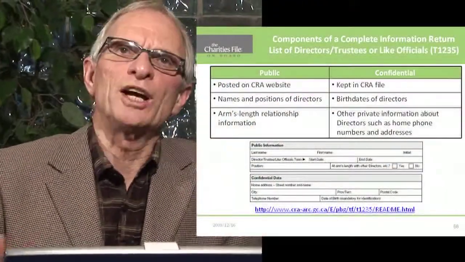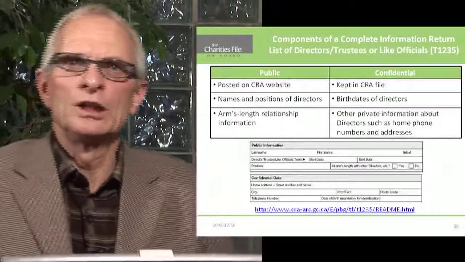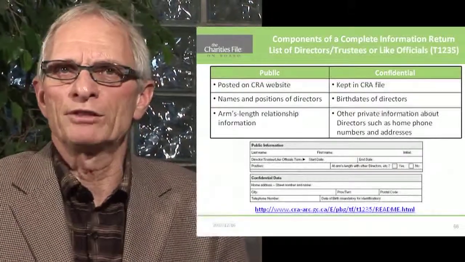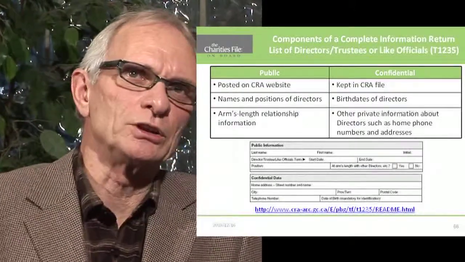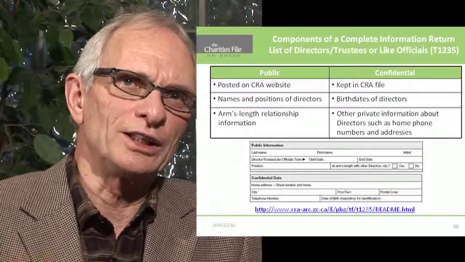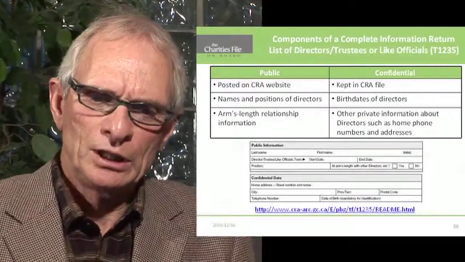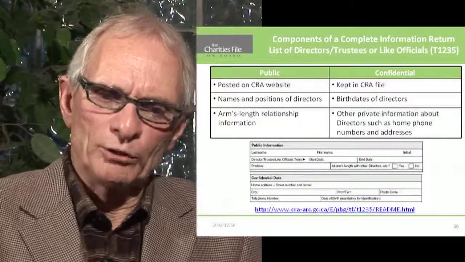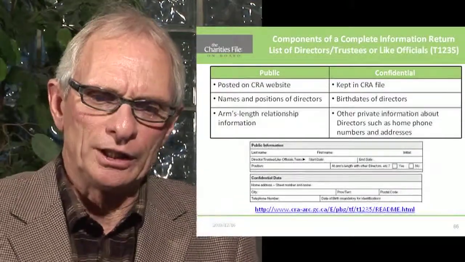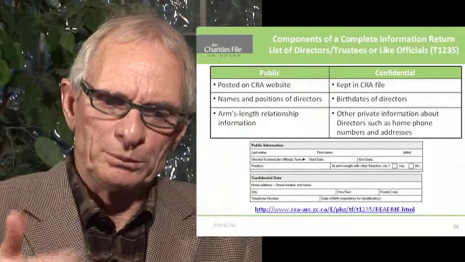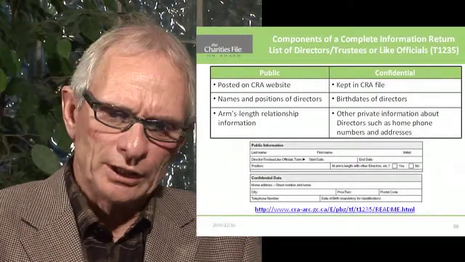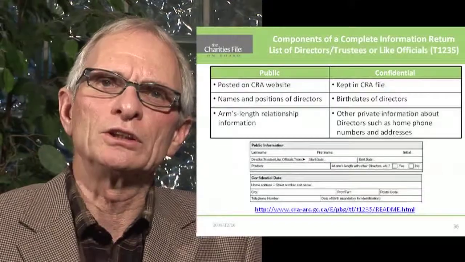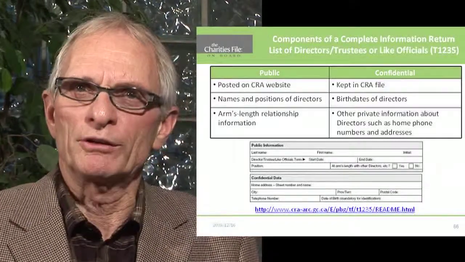Some of this information is kept confidential. For example, the birth date of directors or other private information about the addresses of the directors. This is kept confidential, but CRA needs this information to confirm the identity of the board members. On the bottom of this slide, I've just identified a part of what the form would look like, and you can see on there that they've got what would be the public information that would go on the website, and then the confidential information that would not go on the website but CRA needs.